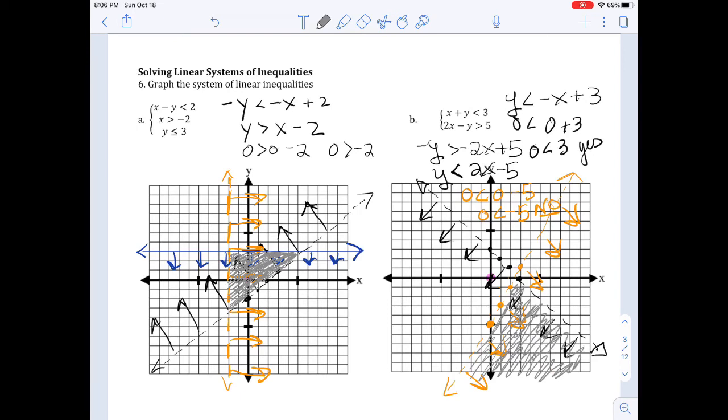Many times I get the question, how do you know when to shade? Well, if you look at these, they all have inequality symbols in there. They do not have equal signs. And when we graphed equal, we got a single solution. When we graph with inequalities, we get an entire region of solutions. This is called the solution set. So that gray region.